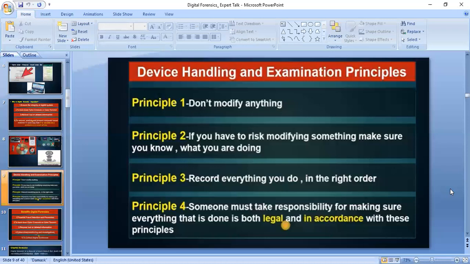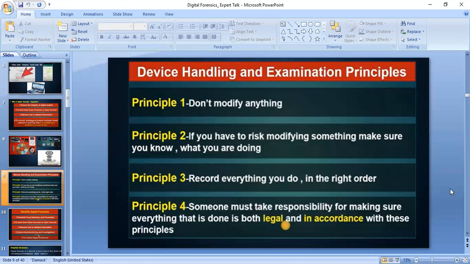Okay, so the second principle: if you are doing any type of modification, make sure you know what modification you are doing. Record everything you do in the right order. In digital forensics, when you collect the data evidences, there is a chain of custody, team by team. The police inspector may collect the data.